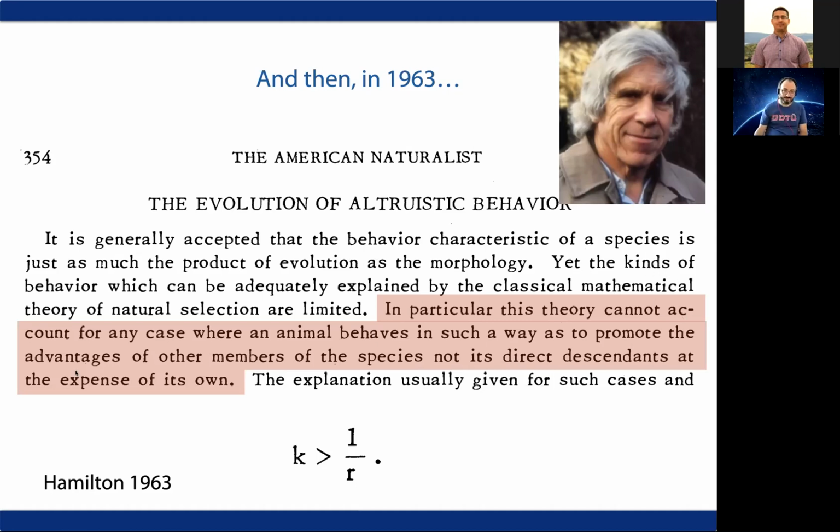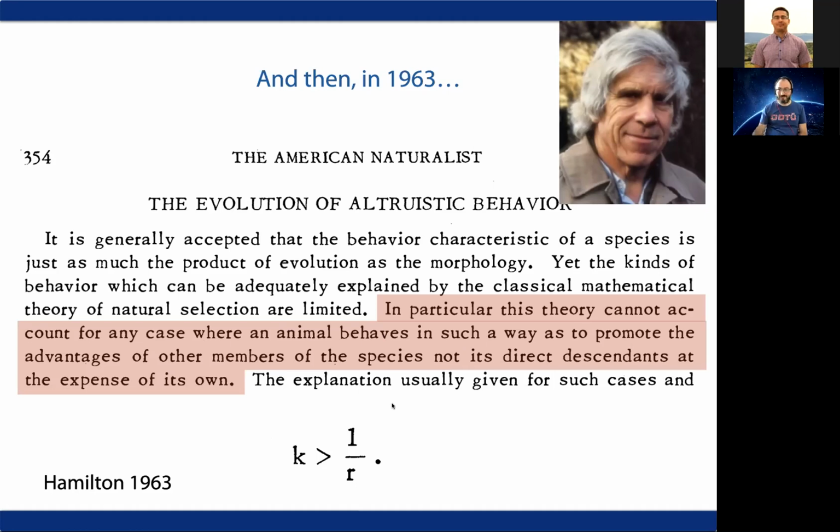Yet the kinds of behavior which can be adequately explained by the classical mathematical theory of natural selection, that 1 plus S stuff that we saw, is limited. Because, he says, this basic population genetics theory cannot account for a case where an animal behaves in such a way as to promote advantages of other members of the species, not its direct descendants, at the expense of its own. So it cannot account for the increase of a behavior that provides a benefit B to someone else at the cost of C to themselves.